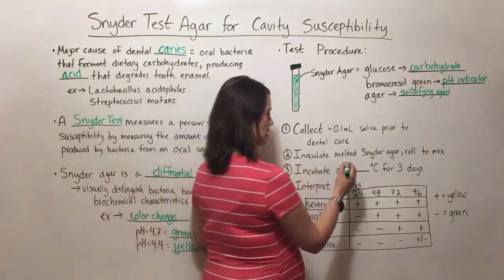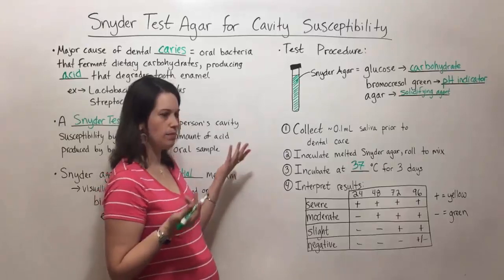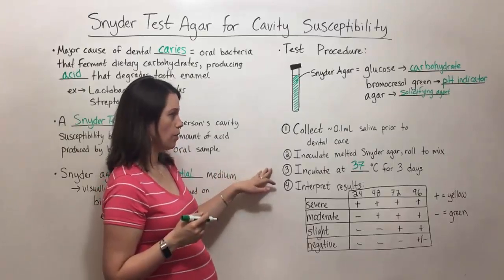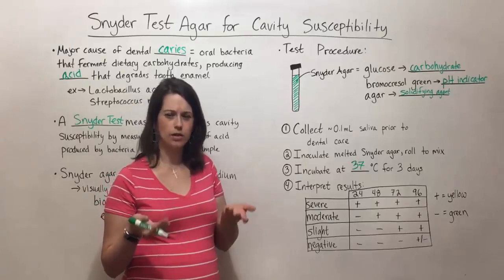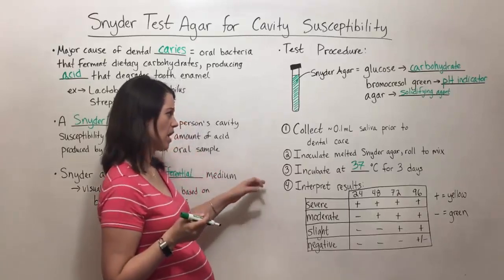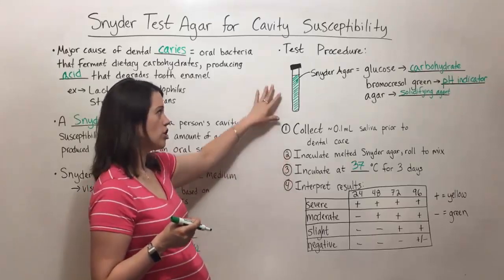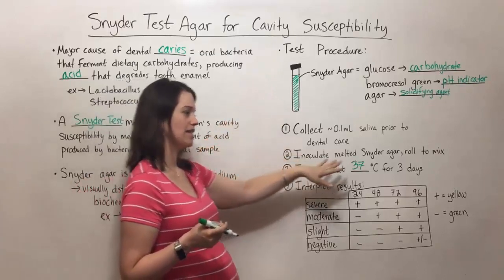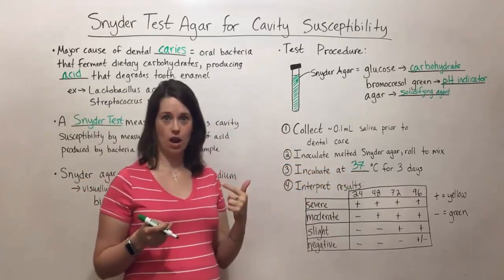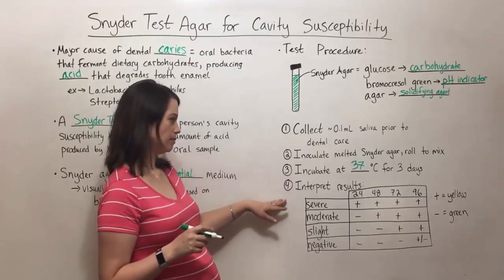You then incubate at 37 degrees, and that's body temperature, for 3 days. Some protocols call for 4 days, but I'll tell you why that doesn't really matter in a second. Then you need to interpret the results, and you do need to be checking the tube every 24 hours. So you can't just let it sit for 3 days. You have to keep checking on it at 24 hours, 48 hours, 72 hours, etc.